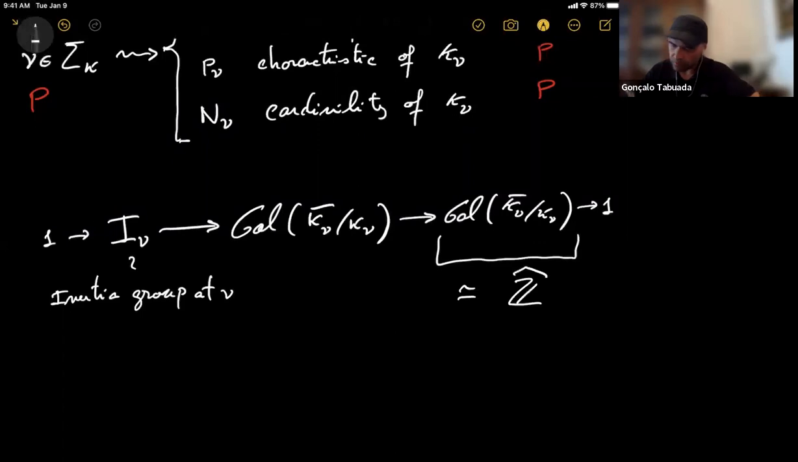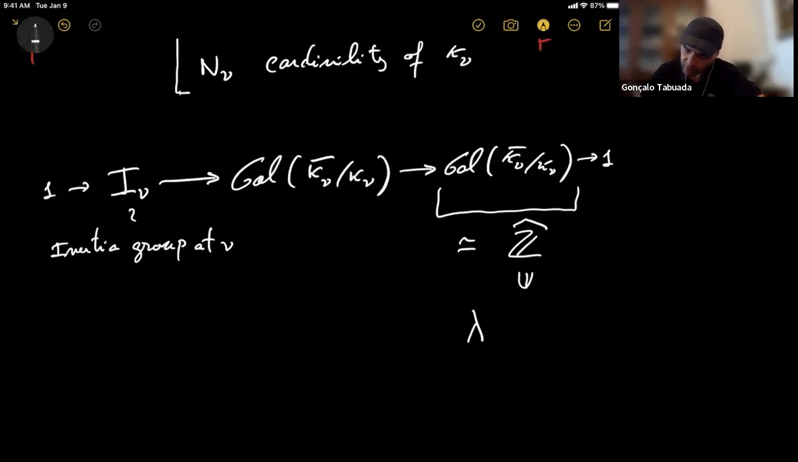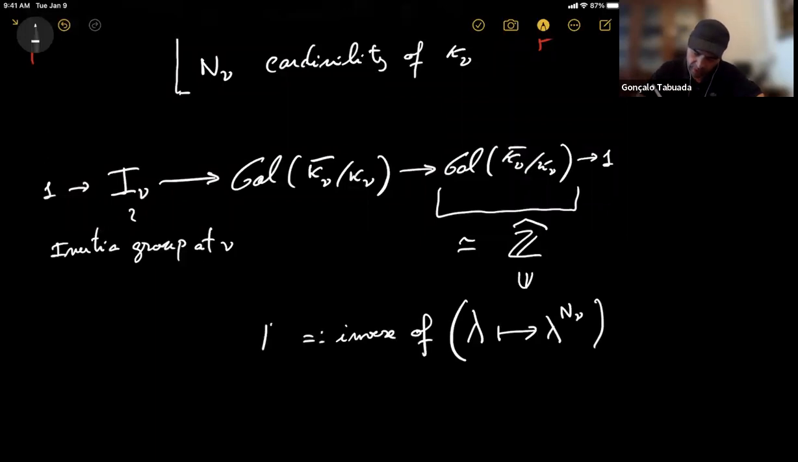And inside, we can look at this arithmetic Frobenius. If you have an element, you can raise it to the power given by the cardinality of your finite field. This gives you a topological generator of this profinite group. Then you can look at the inverse of this arithmetic Frobenius, and that's what we call pi of mu, which is usually called the geometric Frobenius.